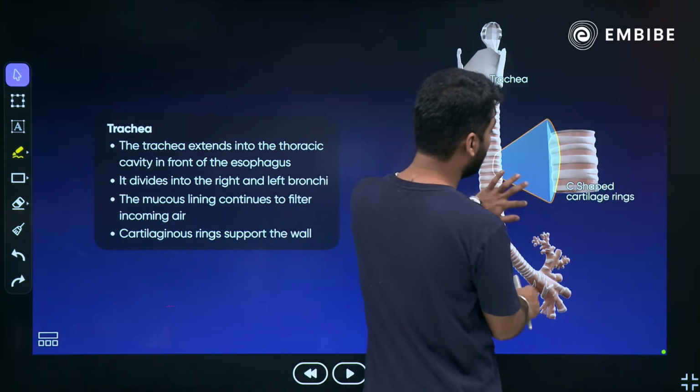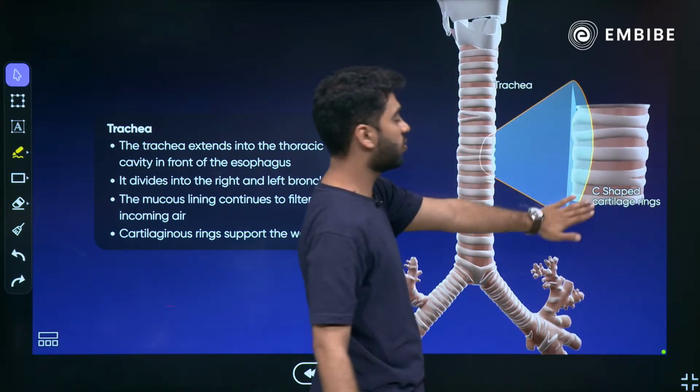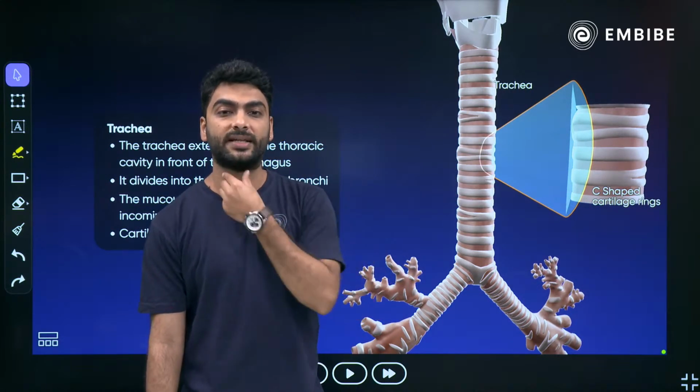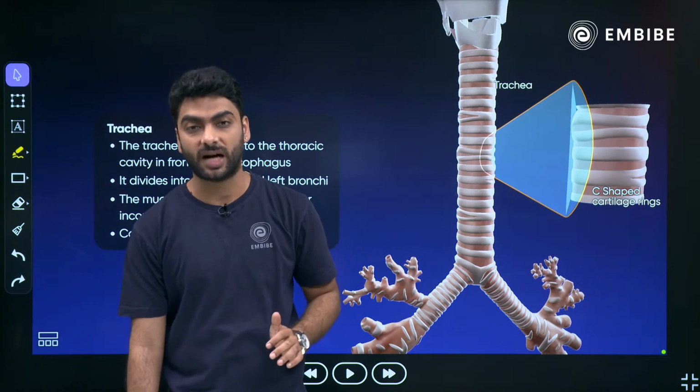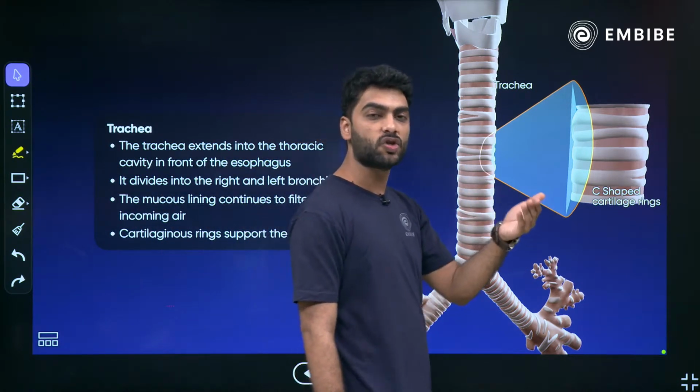You can see over here, these are the rings of the cartilage. The trachea is protected by the rings of the cartilage. Cartilage क्या है? Cartilage को हम simple भाषा में बोलेंगे soft bone.